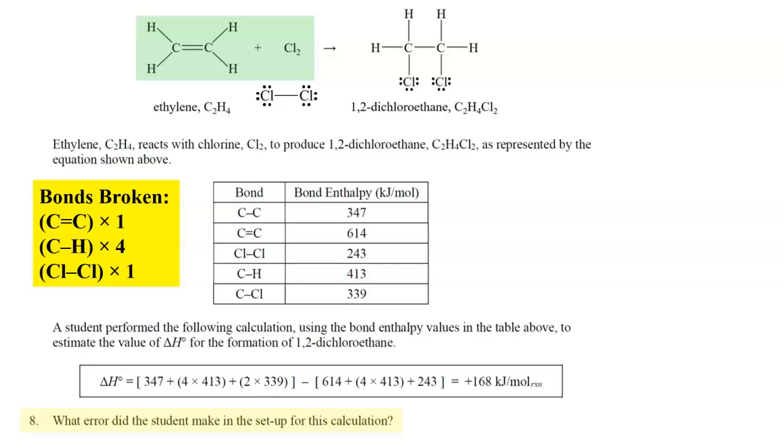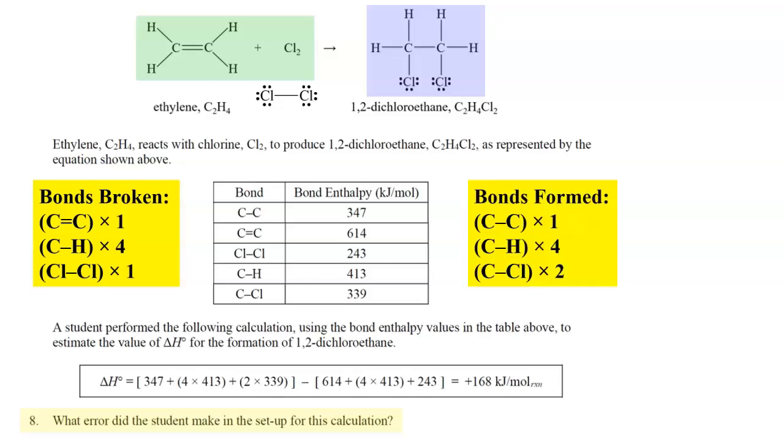Now let's look at the other side of the equation. So here's the structural formula for 1,2-dichloroethane. And the bonds that are formed would be the following. A carbon-carbon single bond, 4 carbon-hydrogen bonds, and 2 carbon-chlorine bonds. So that is the list of the bonds formed. Now that we have a list of the bonds broken and the bonds formed, let's use the data in the bond enthalpy table to do the math.